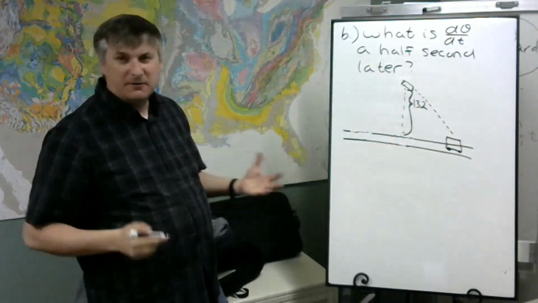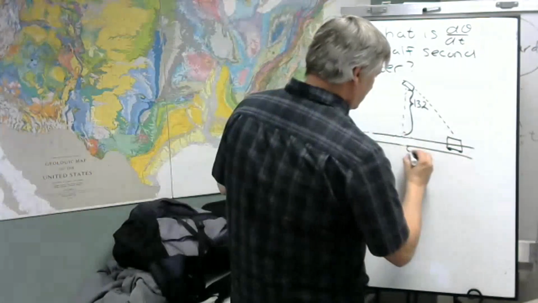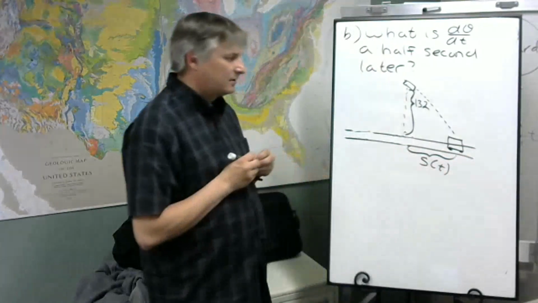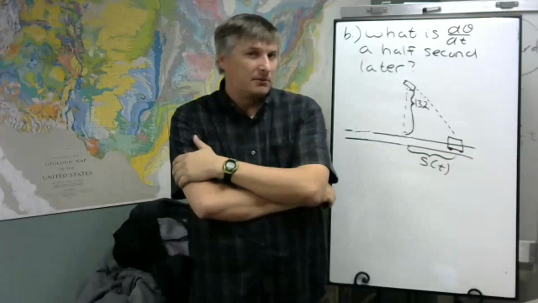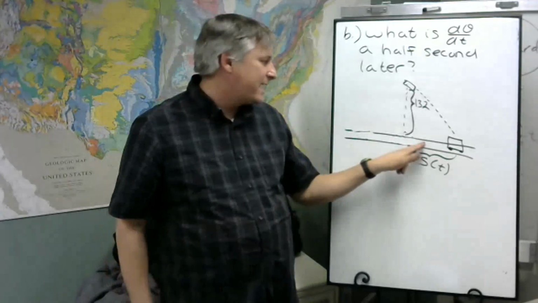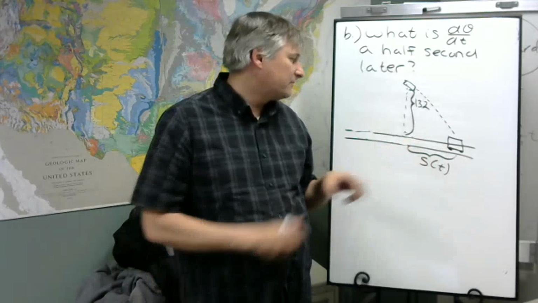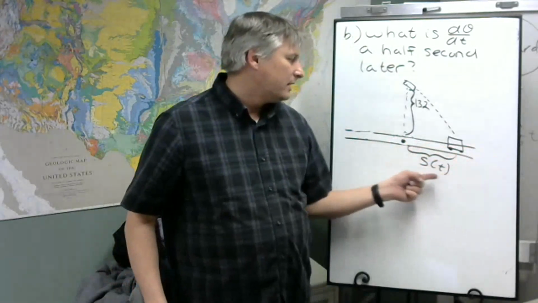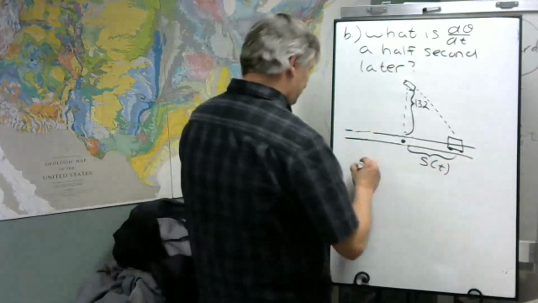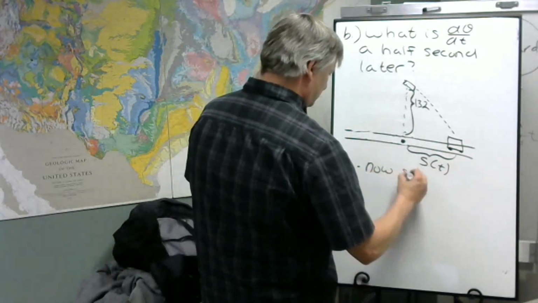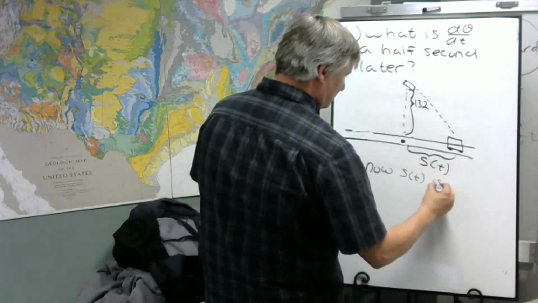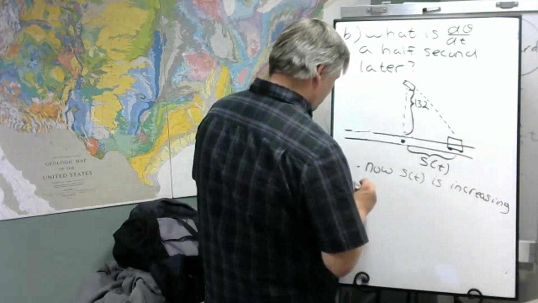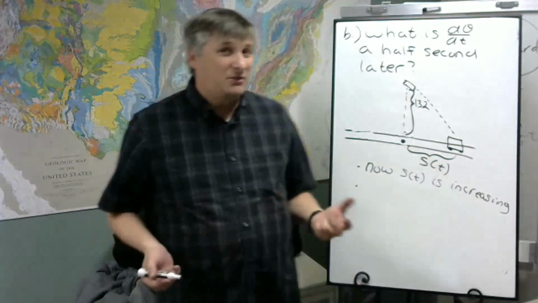So how do we figure this out? Well, once again, we'll call this distance s, and it's going to be changing as s of t. Now, here's the thing, though. Now the car has passed this point in front. And as the car keeps going, s of t is getting bigger now. So the rate of change is now positive.